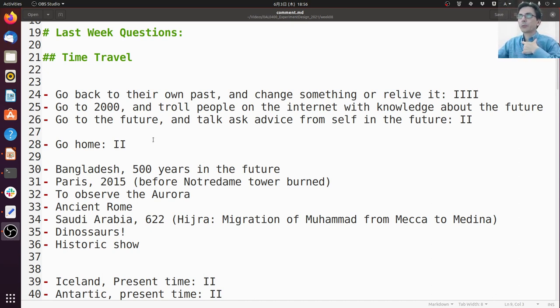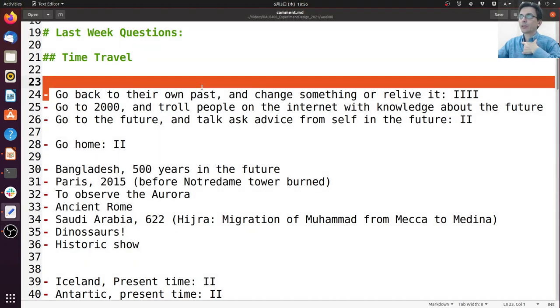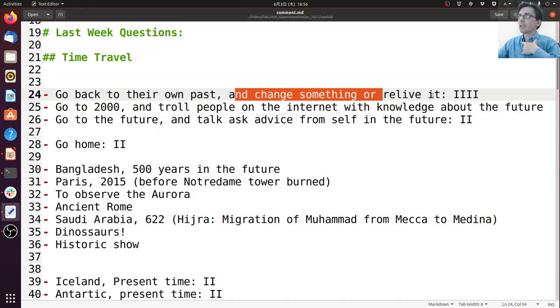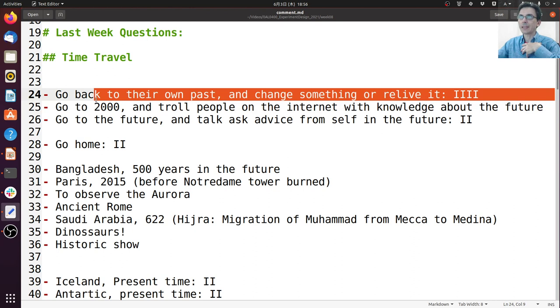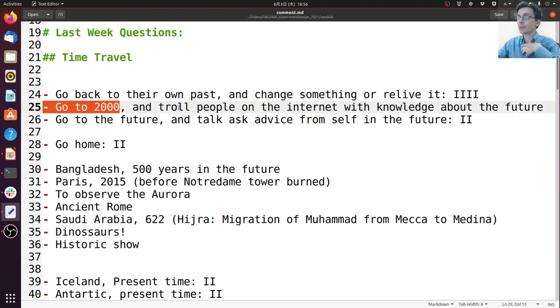Most people said that they want to go back to the past and change something or relive it. And of course, this is very easy to understand. One person said that they want to go back to the year 2000 and throw people into the internet using knowledge about the future. I thought it was a very creative answer. I really liked this one. Another person said that they want to go to the future and ask advice from their future self, which is also a very unique answer.